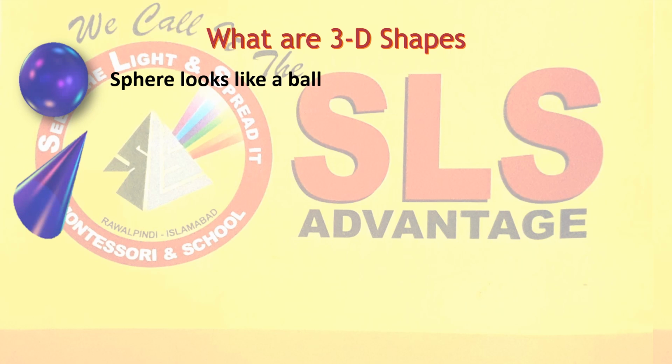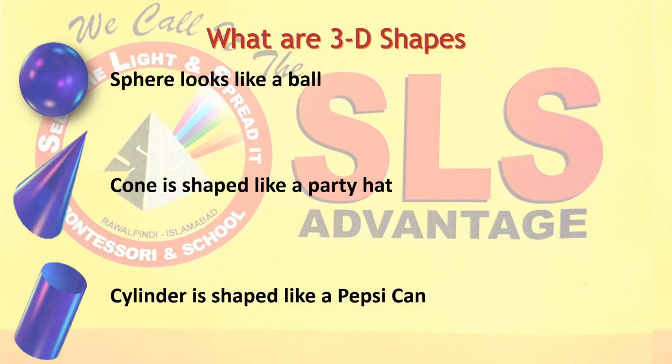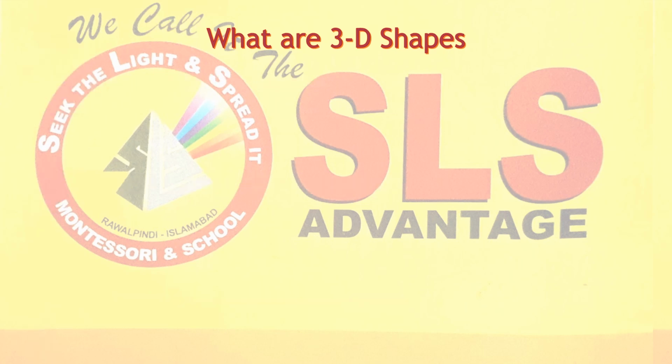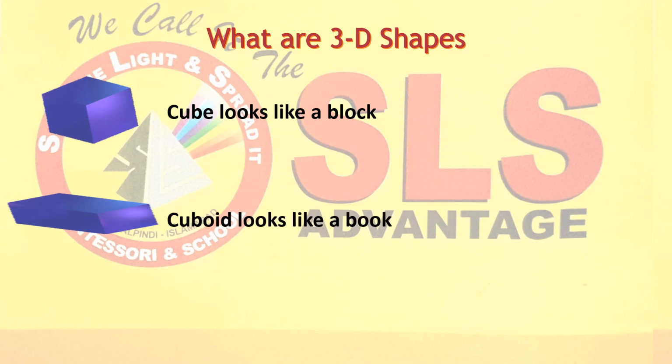The next one is a cone. A cone is shaped like a party hat, or you can say an ice cream cone. The next shape is called a cylinder. A cylinder is shaped like a Pepsi can or a candle. A cube looks like a block, or you can say the dice you roll. The next shape is a cuboid. A cuboid looks like a book, or you can say a mobile phone.